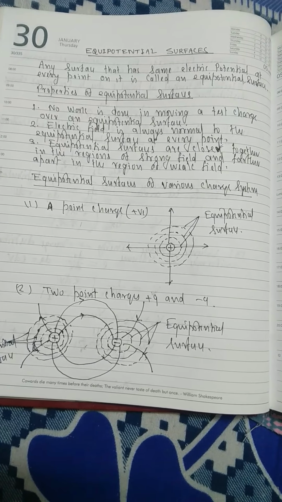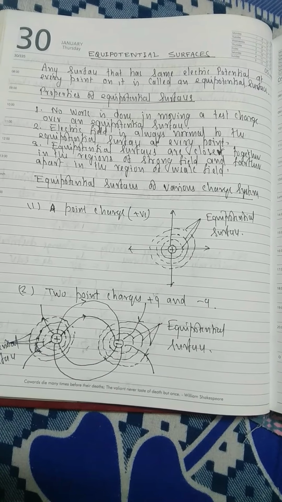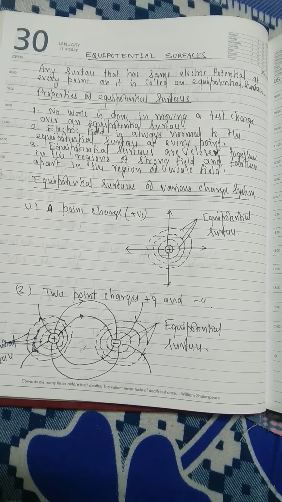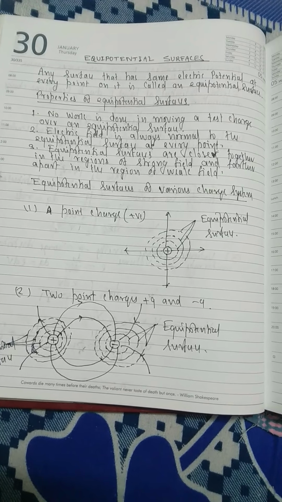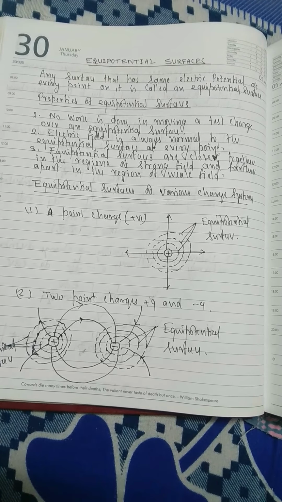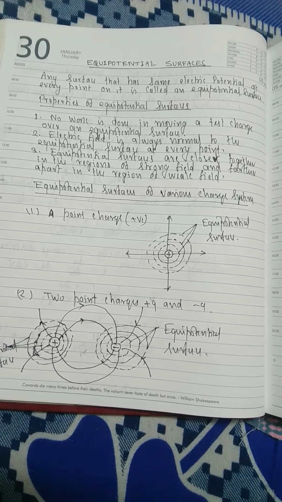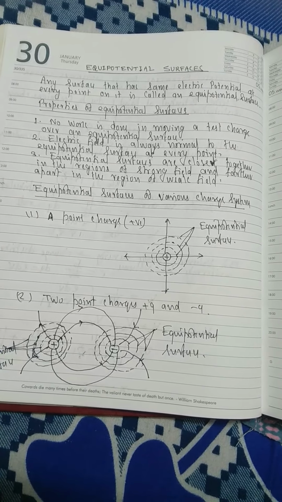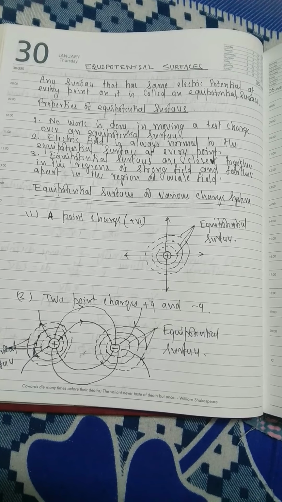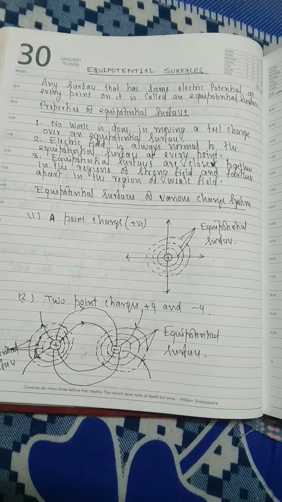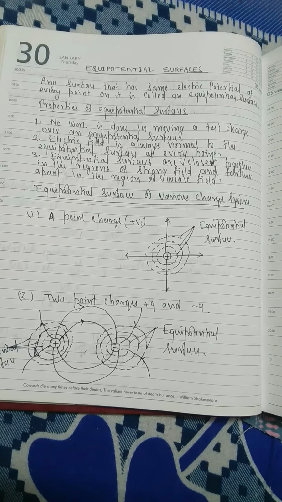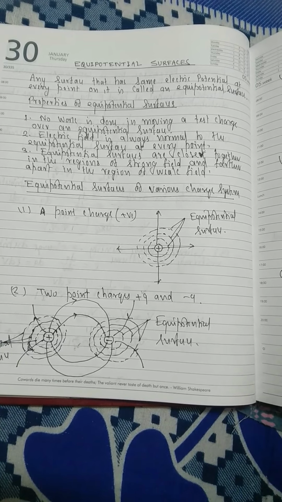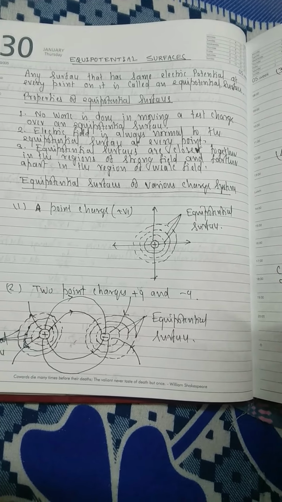Today I am going to explain the equipotential surface, properties of equipotential surfaces, equipotential surfaces of various charge systems, relation between electric field and electric potential, potential energy, potential energy of a point charge, potential energy of two point charges, and potential energy of n number of charges.